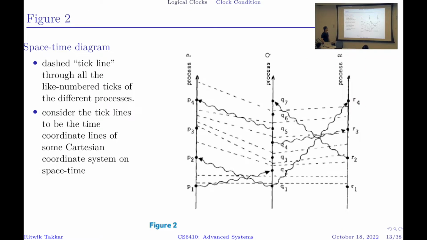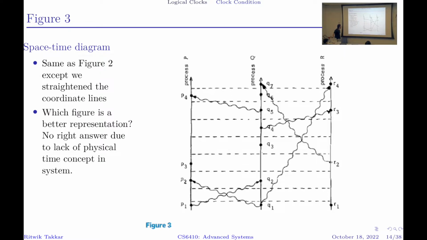All right, so now we have another space-time diagram. What's different in this is you have these tick lines, and you can consider the tick lines to be the time coordinate of some coordinate system on space-time. It's the same picture as before, and let's compare it to this figure now. You can't say one's better or more useful than the other, because there's a lack of physical time concept in this system. We just straightened out the tick lines from the previous image in this one.